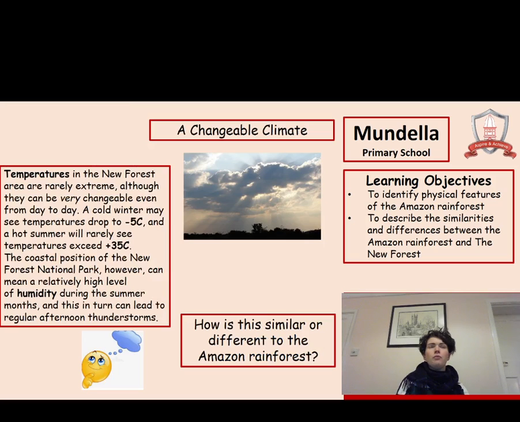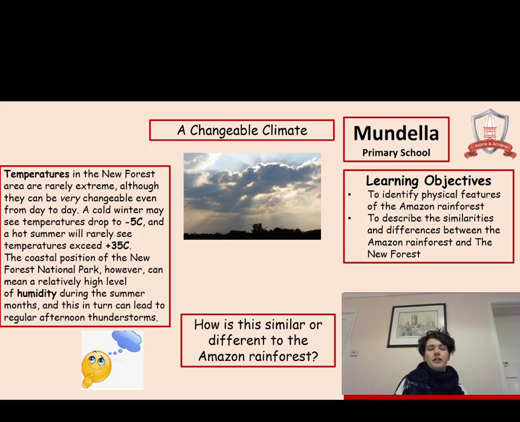So as we know, the Amazon rainforest is subject to a tropical climate. It's a tropical rainforest, therefore it's wet, it's very warm and very changeable weather. Well, actually, in the New Forest we also have a changeable climate, although we don't have extremes. The temperatures, so how hot or cold it gets, are never extreme, although they can be changeable from day to day. A cold winter may see temperatures drop to -5, and a hot summer will rarely see temperatures exceed 35 degrees. So we're looking at between -5 and about 30 degrees as the range of temperatures there.